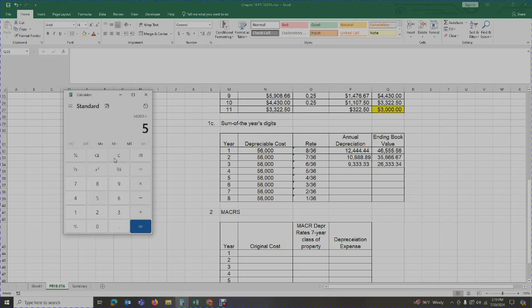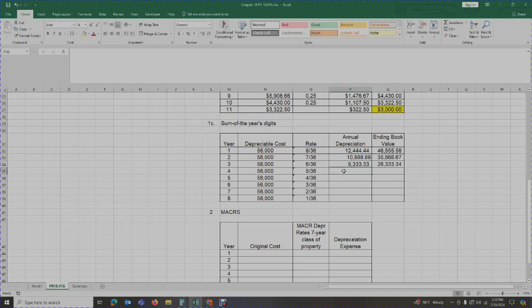Okay, so we continue with the process. 56,000 times 5 over 36. That will be 7,777.77777. Because that third digit is a 7, we're going to round up that second digit to an 8. So it'll be $7,777.78. To calculate the ending book value, we pick up the prior year's book value minus the annual depreciation, and that will give us 18,555.56.